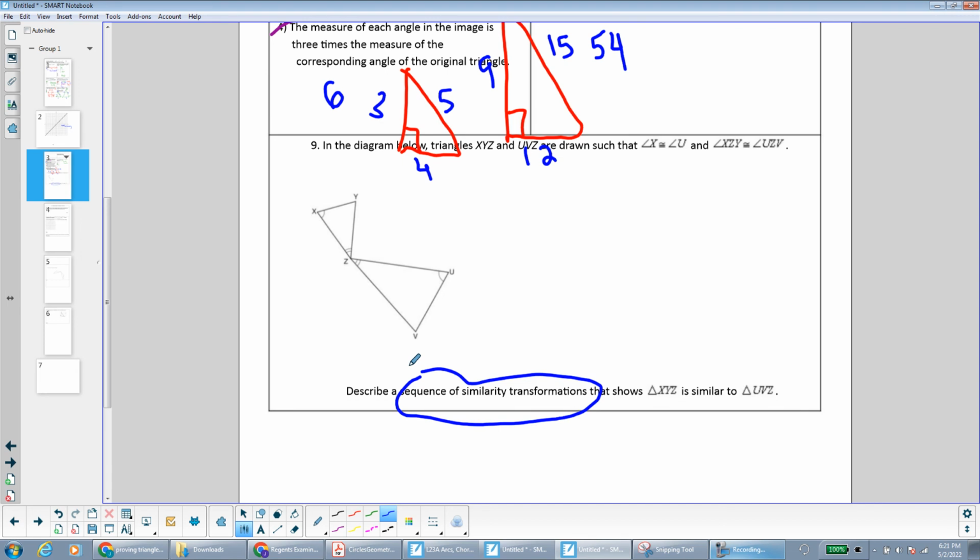And when it says you need a sequence that shows the two triangles are similar, immediately dilation should come to your mind, because dilation changes size and makes things similar to each other. So I know that a dilation is going to be included here. A rotation followed by a dilation would probably be the best option here. You need to rotate this triangle so that it's facing the same way as the bigger one. So we're going to take it and rotate it until it's overlapping with this triangle over here.